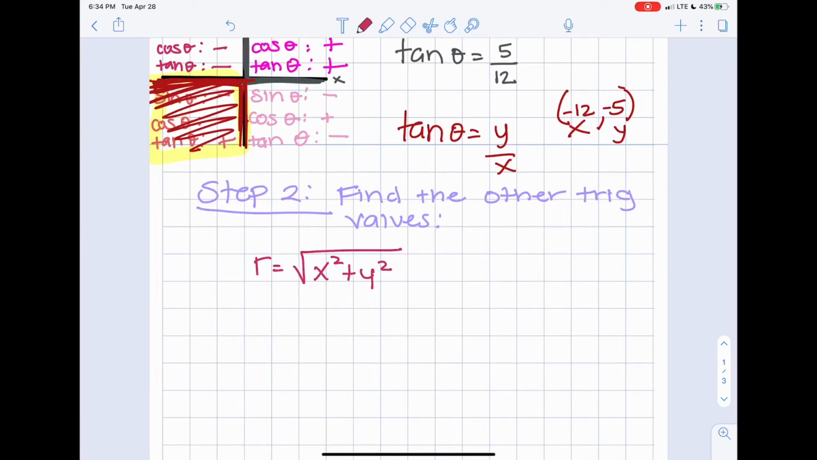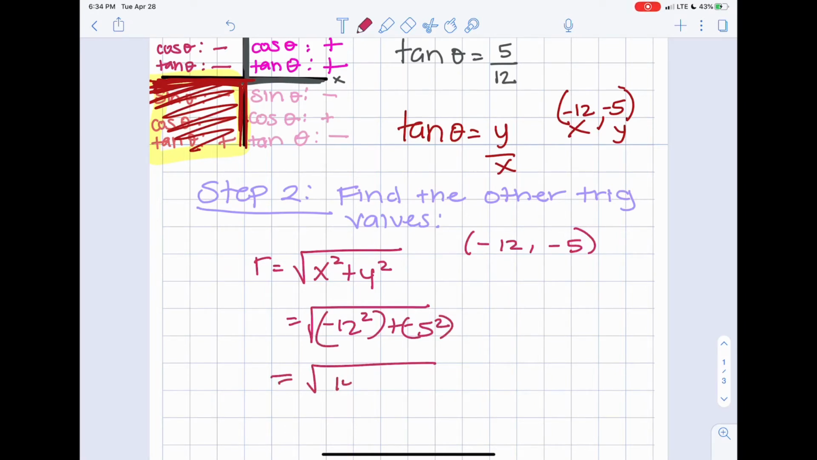Okay. Now let me substitute, remind myself that my x is negative 12, my y is negative 5. Why do I keep writing parentheses and forgetting about the square root? Square root of negative 12 squared plus negative 5 squared. And you can put those in parentheses if you'd like. That's 144 plus 25. And it does become positive because a negative times a negative is positive. All right. So that is the square root of 169.